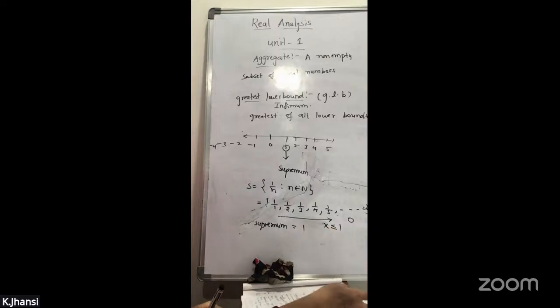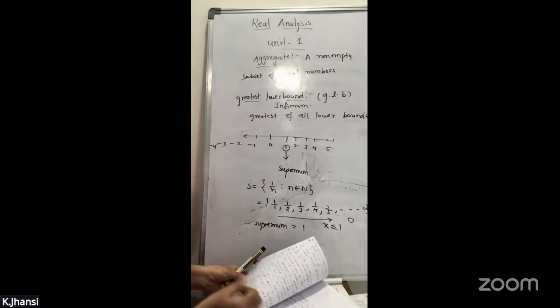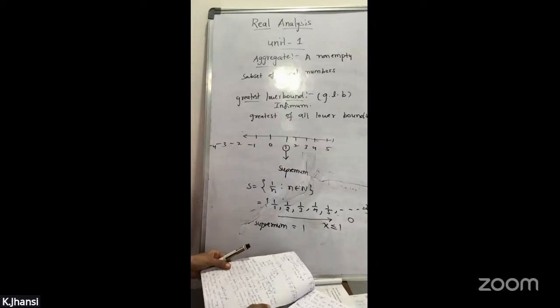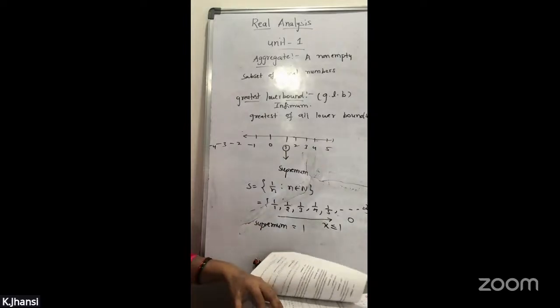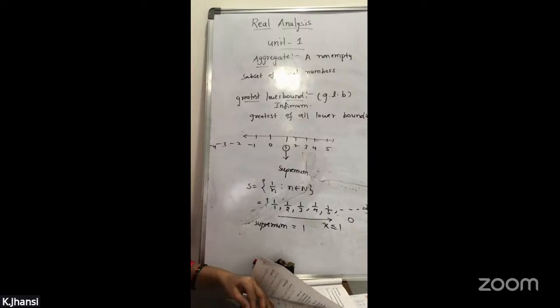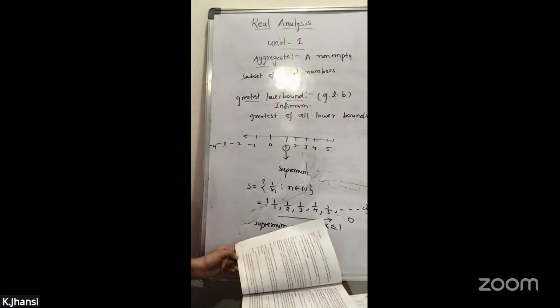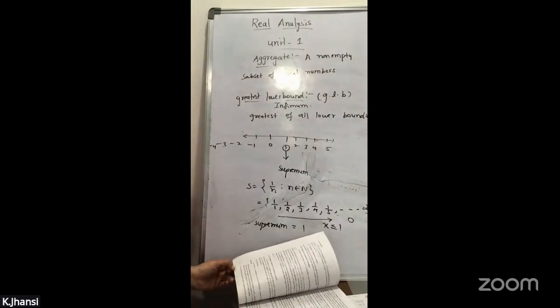The bounded set definition is there; you can see it in the textbook. Some example problems are there. In this, one theorem is there: completeness, maximum and minimum. You may get this as a 10 marks question. That is on page number 16.